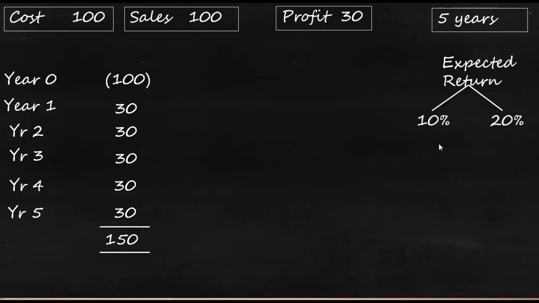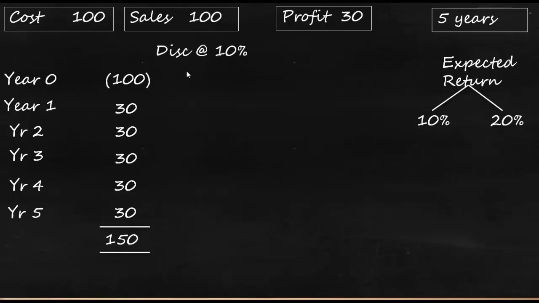But what is important is the expectation. Here the expectation is 10% in scenario 1, and in scenario 2 the expectation is 20%. If your expectation is 10%, then the 1 rupee which you get today will not be equal to 1 rupee which you get after 1 year, because that 1 rupee could have earned 10%. What I'm trying to say is the cash flows happening in future will not have the same value today because they have a return expectation attached. So this 30 which you receive after 1 year is not equal to 30 which you have today.